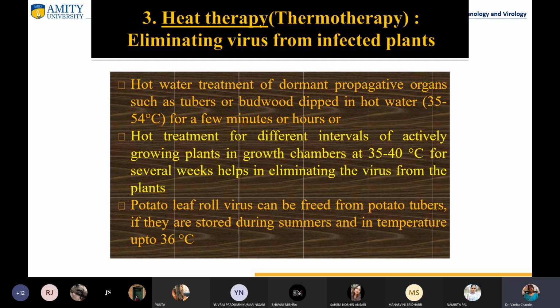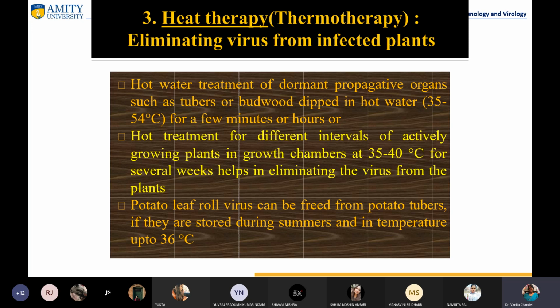Then heat therapy, or thermotherapy, is a very important method which has been used in plant virus management for many past years. Thermotherapy is combined with chemotherapy or other methods, right?